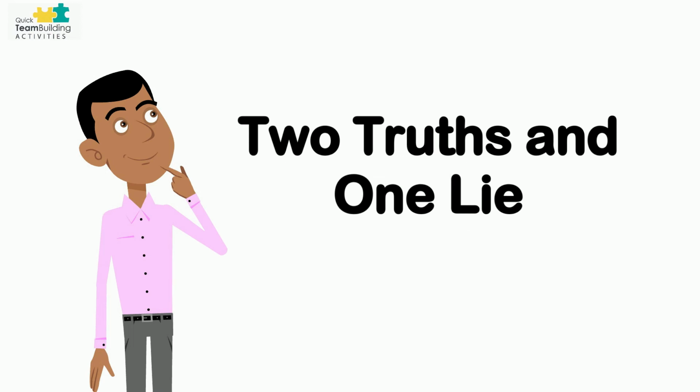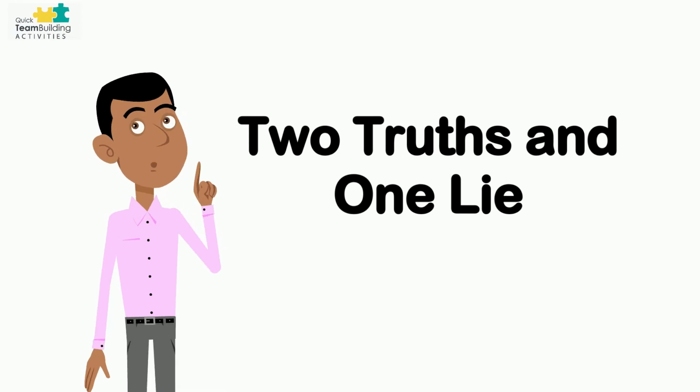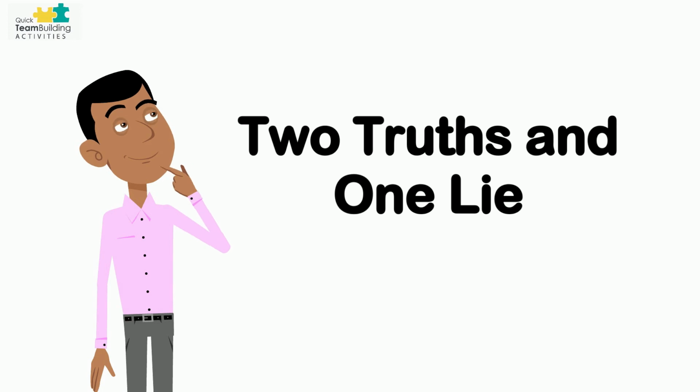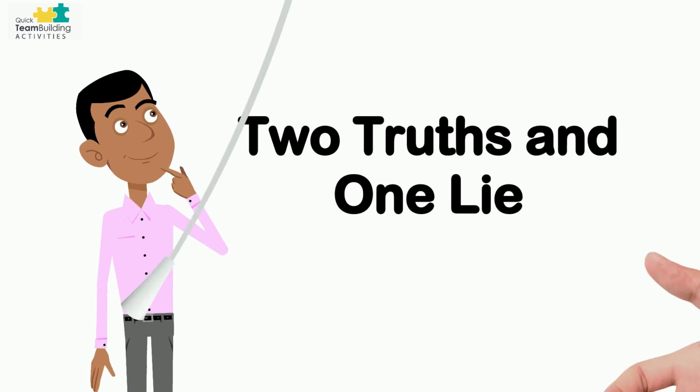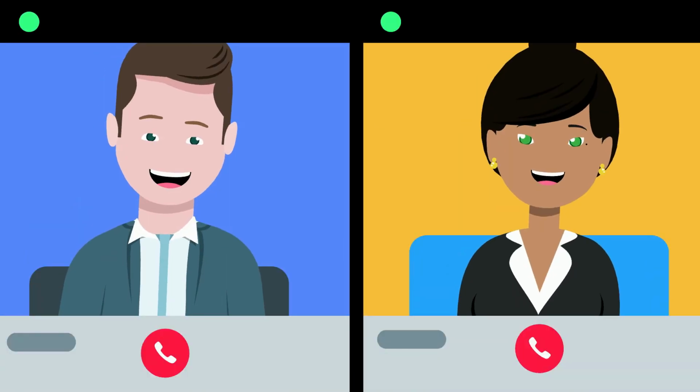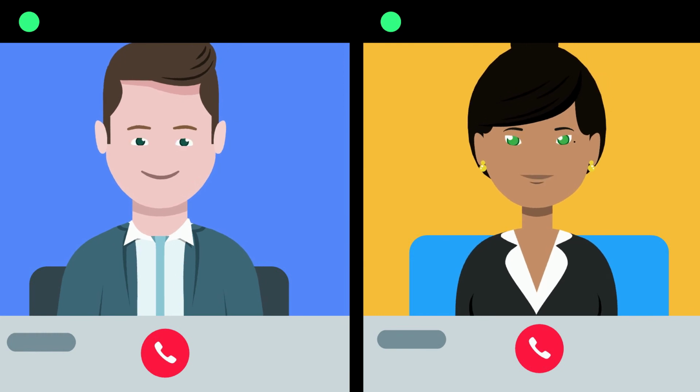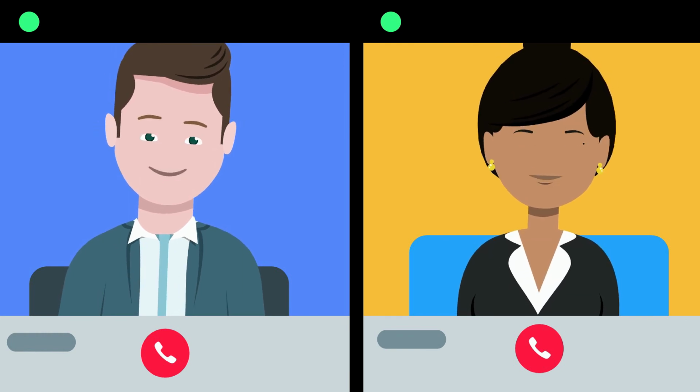The next classic game is 2 truths and 1 lie. This is one of those games you just cannot ignore when trying to develop team and engage in the team bonding activities. In this classic game, team members must write 2 truths about themselves and 1 lie.